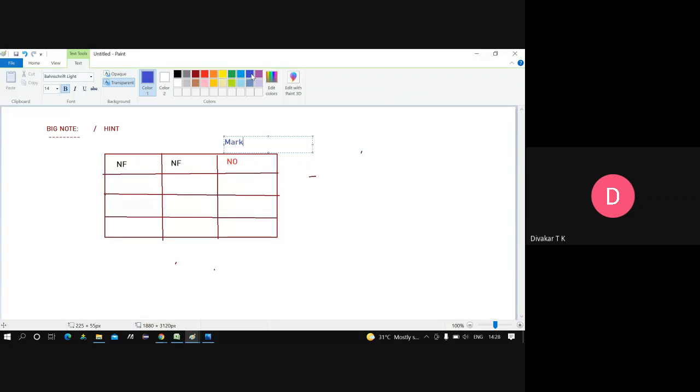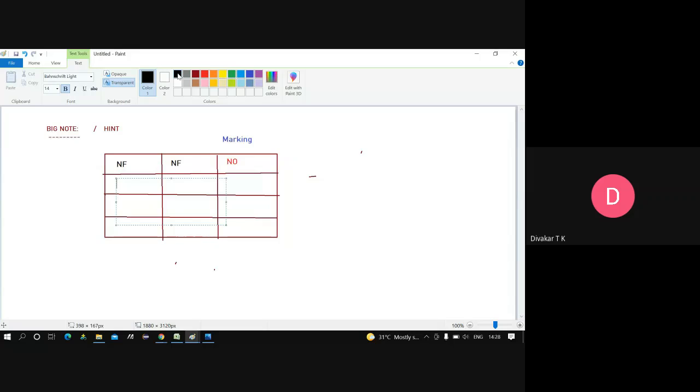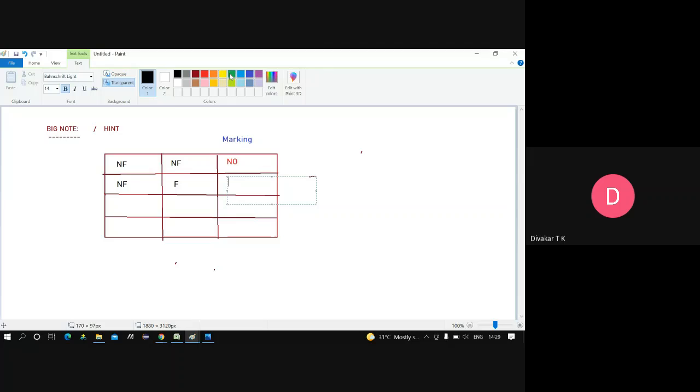Focus. You have to do marking here. For that marking, I'll say no. Concentrate, we'll understand it later. Once I say non-final state here, and here I say final state, then the marking should be yes.